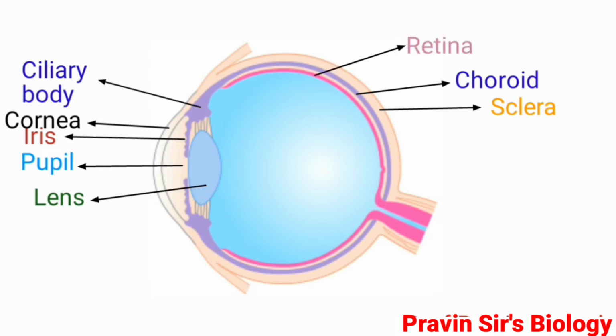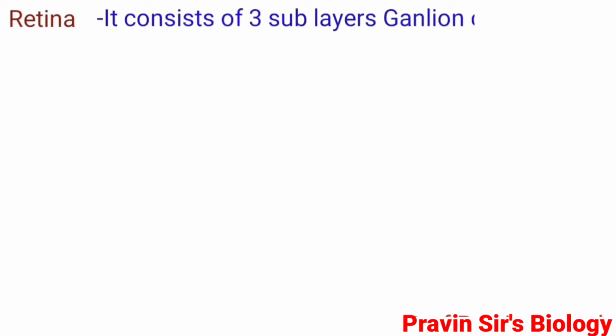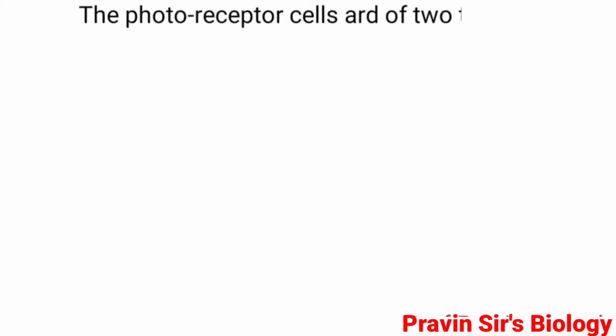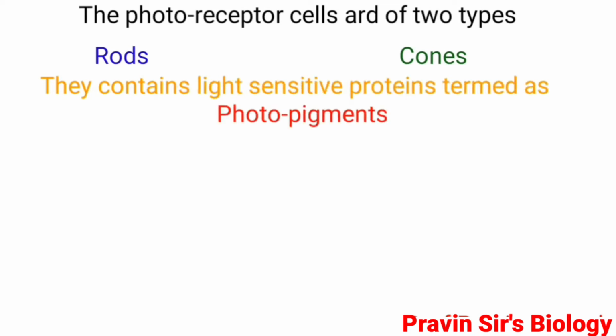The retina is the innermost layer of the eye. It consists of three sublayers: ganglion cells, bipolar cells, and photoreceptor cells sensitive to light. The photoreceptor cells are of two types called rods and cones. They contain light sensitive protein termed as photopigment.